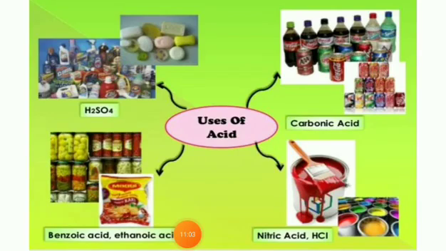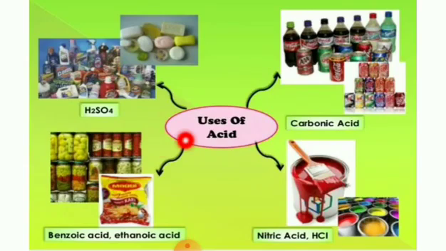Next, benzoic acid. Benzoic acid is used to preserve food material like pickles. So what is the use of benzoic acid? It is used to preserve food items. Do you understand, students? Another one: sodium or potassium salts of higher fatty acids are used to make washing and bathing soap.